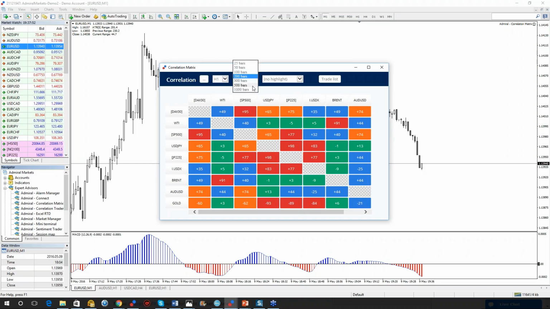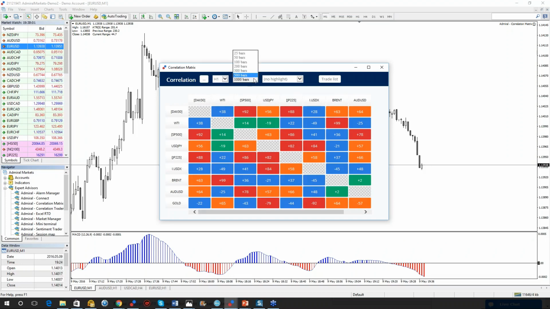Now, if you want to see, let's say, the last 500 bars, it's minus 57. So yeah, correlation exists. See, last 100 bars, last 200 bars. See that there is a correlation, negative correlation. Okay.